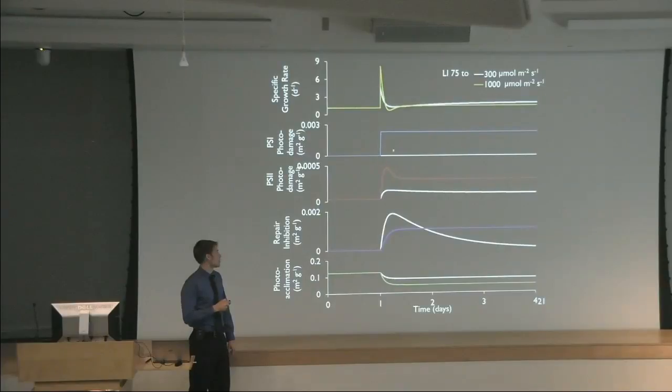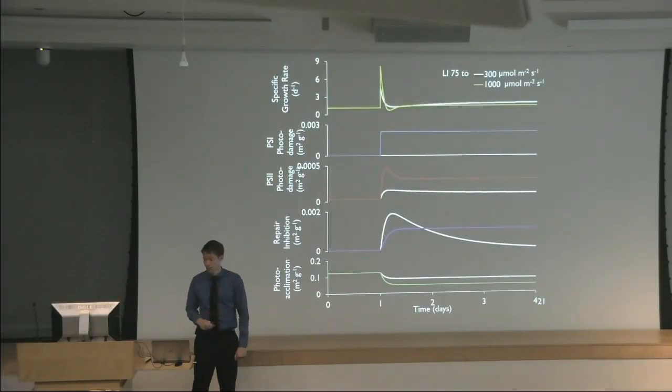But what you see is that immediately after the change in light, there's this onset of photosystem 1 photodamage. That in turn leads to this permanent level of repair inhibition, and then finally a higher level of photosystem 2 photodamage. So looking at the specific growth rate, there's initially the spike, just like we saw before, but it's higher because there's a larger excess of light being absorbed.